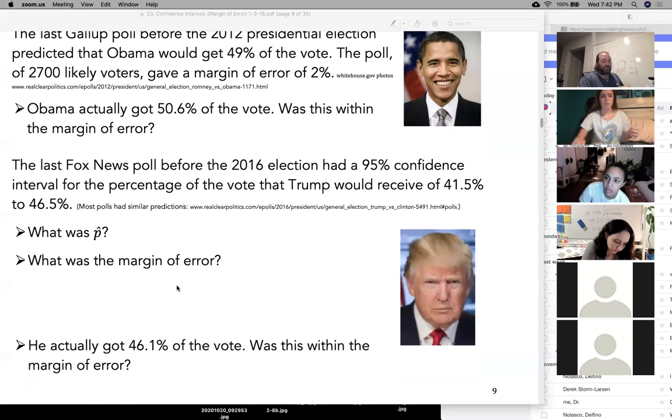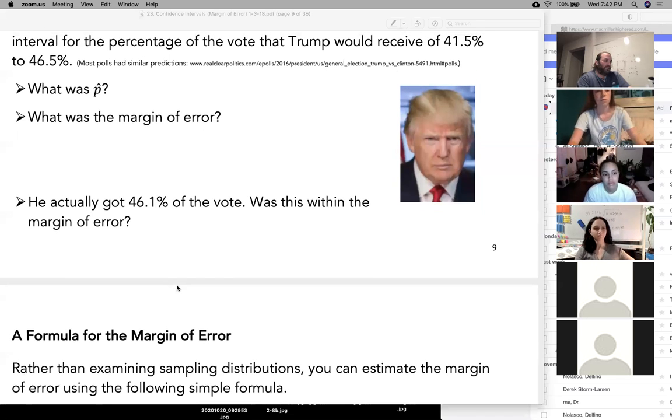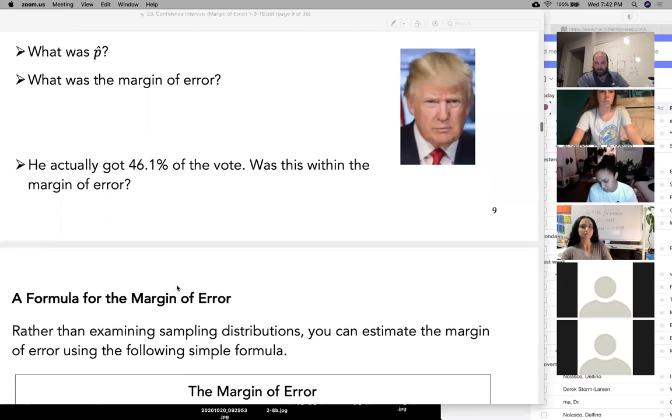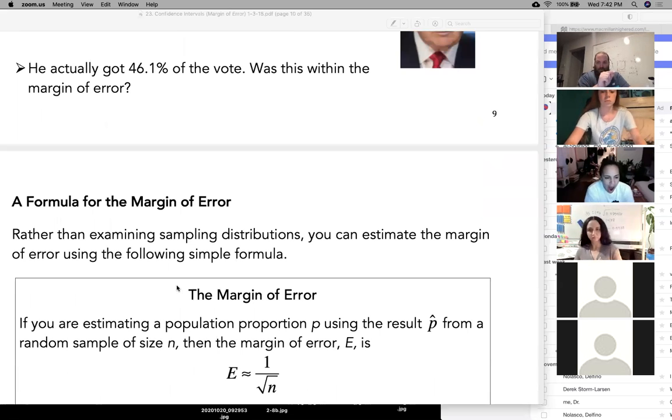Now we actually got 46.1% of the vote. Was that within the margin of error? Yes, it was. Okay, so these predictions are actually not bad. Because remember, anything within the margin of error is as equally likely a result as any other value. We don't just say it's the middle point. The whole confidence interval gives us the entire thing.